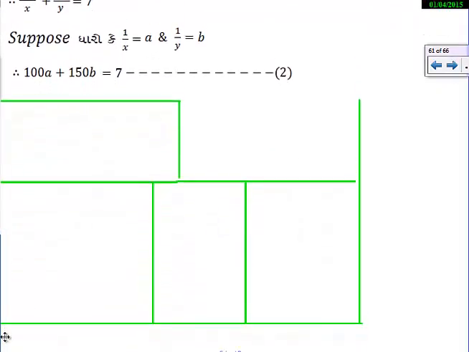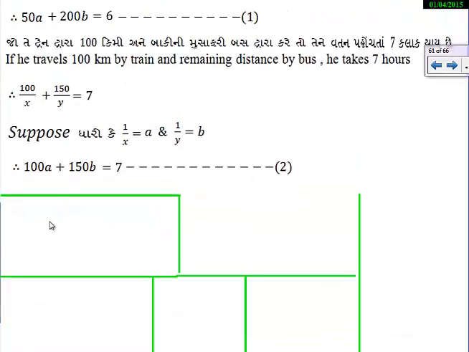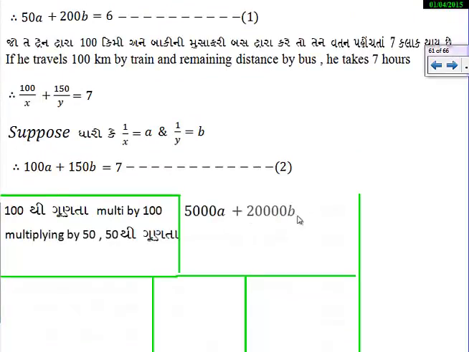Now अगर कोई method नहीं बोले equation में, so my favorite is elimination. So let's solve it by elimination method. So equation 1 को हम कितने से multiply करेंगे? This is my equation number 1. उसको हम करेंगे 100 से multiply और 2 को करेंगे 50 से. So the equation would be like this.